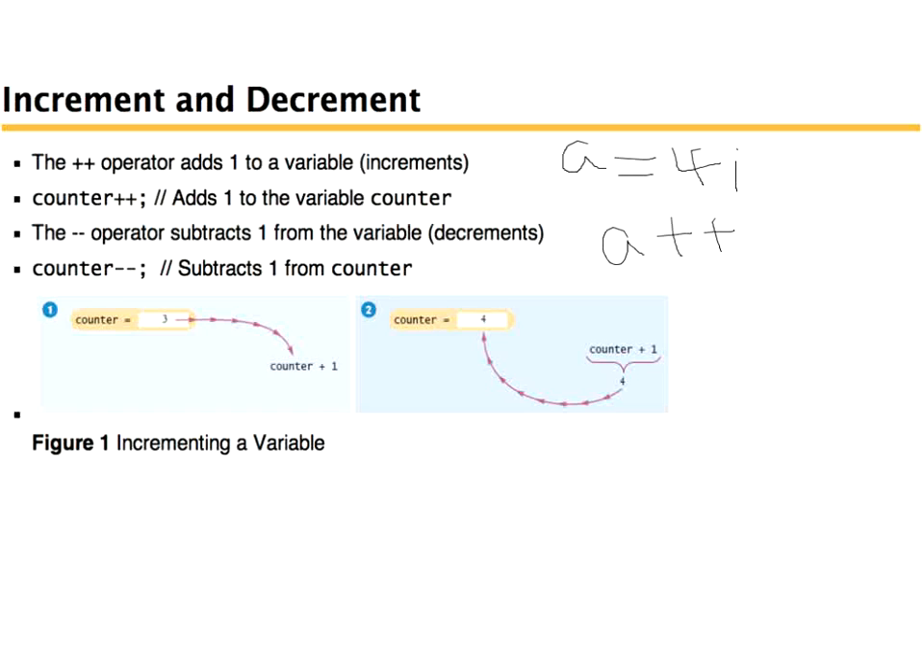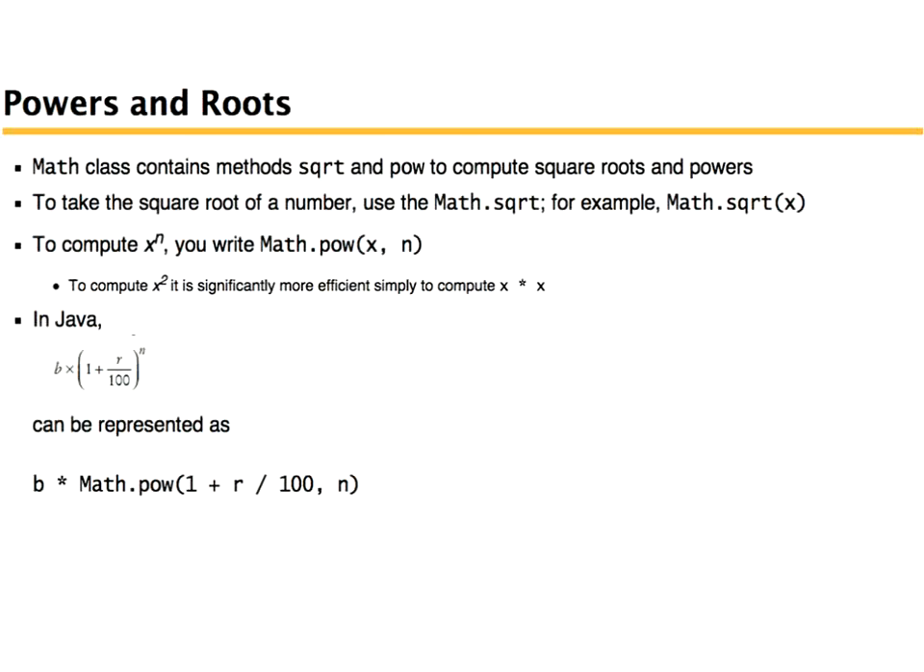So the 4 will become 5, 6, 7, 8 until you tell it to stop. On the other hand, we have decrement. If you say a minus minus, a is decremented, so 4 will become 3, 2, 1, and so on until you tell it to stop. We'll talk about increment and decrement when we come to loops.